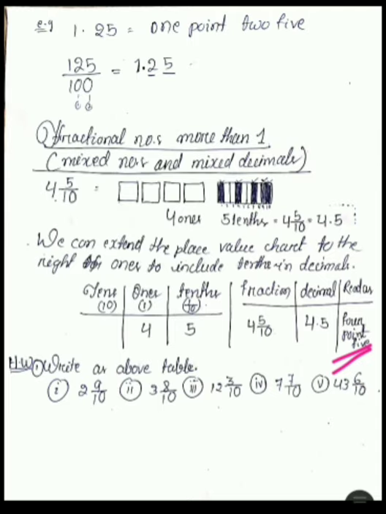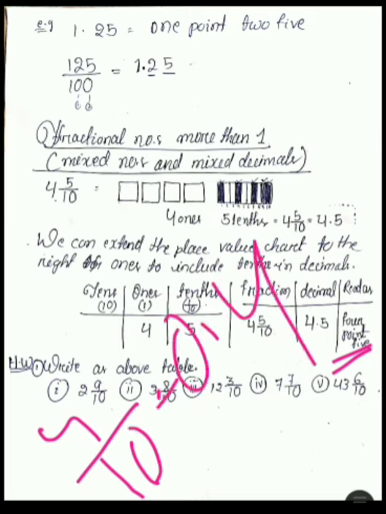Now question number 4, complete the following table. How? 4 by 10 means 0.4. What will be 6 by 10? 0.6. 3 by 10, 0.3. 10 by 10, it is 1. 11 by 10, 1.1, 13 by 10, 1.3, 15 by 10, 1.5, 17 by 10, 1.7, 20 by 10, 2.0, then 23 by 10, 2.3. Okay, like this you have to complete exercise 5A.